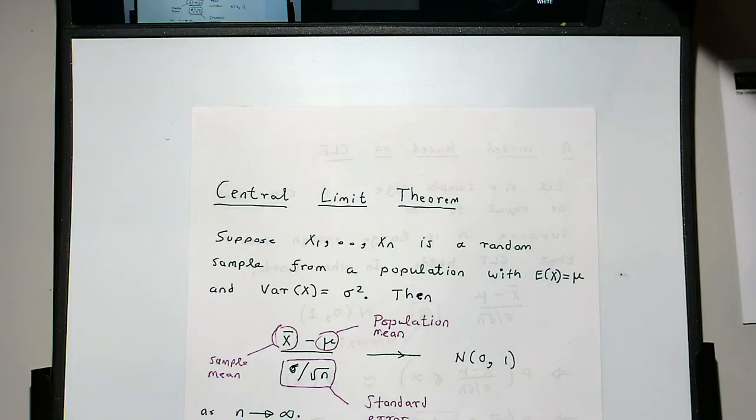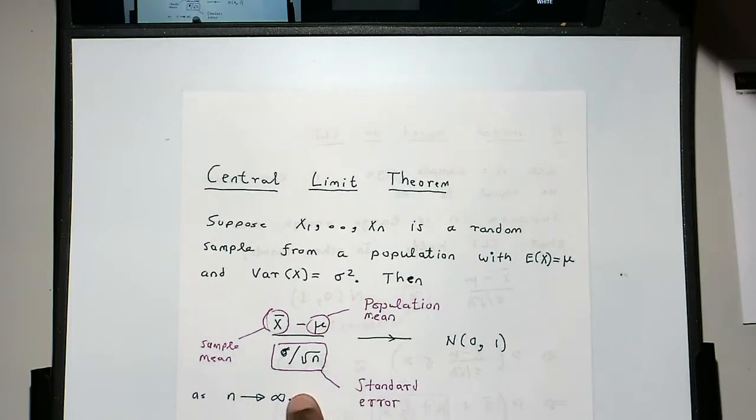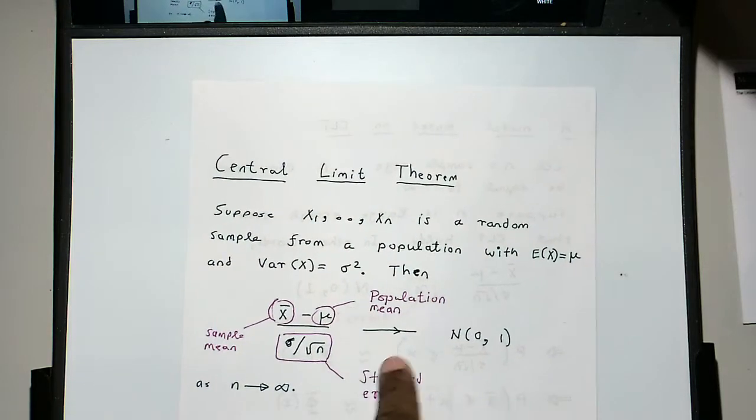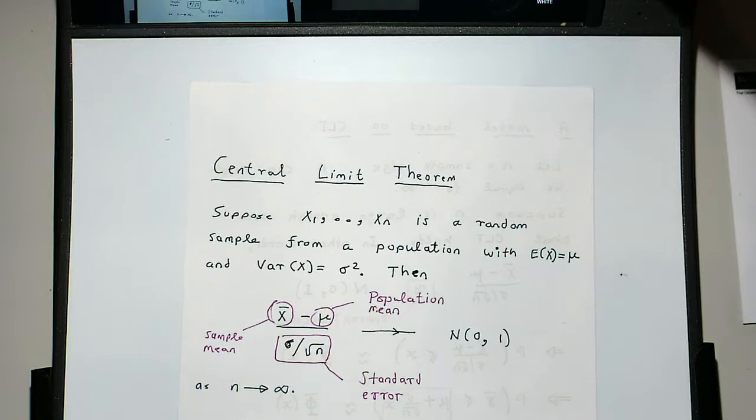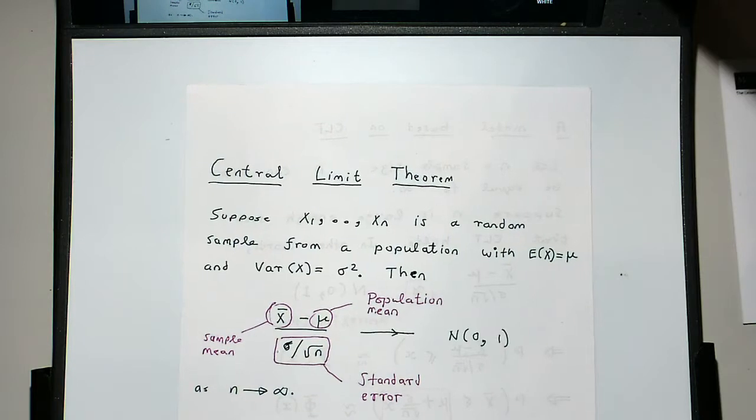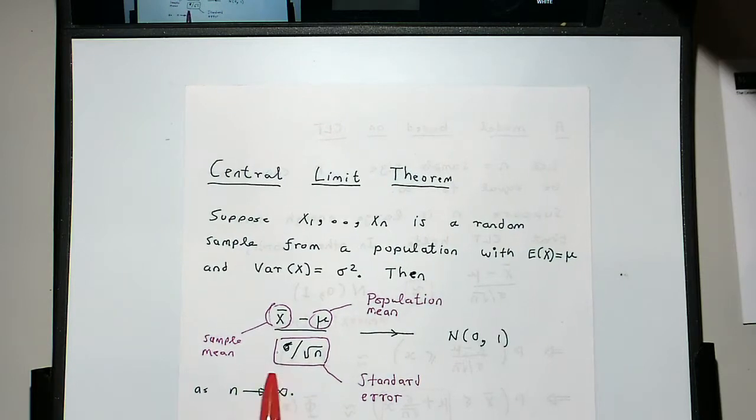All right, the first thing is the central limit theorem. It says the following: if you have a random sample from a population with mean mu and variance sigma squared, then this quantity approaches the standard normal distribution as n approaches infinity. This is the sample mean, this is the population mean, and this is known as the standard error, right?